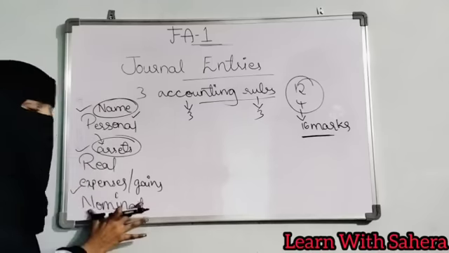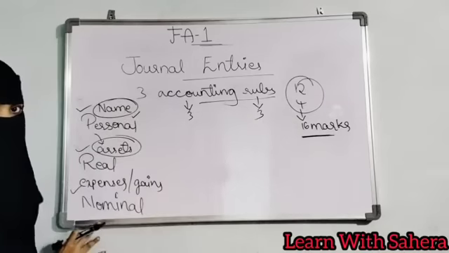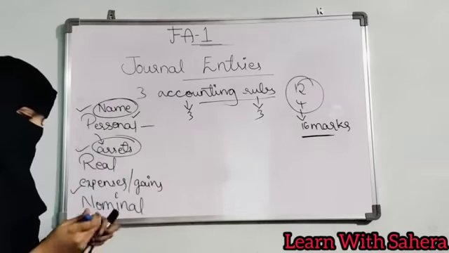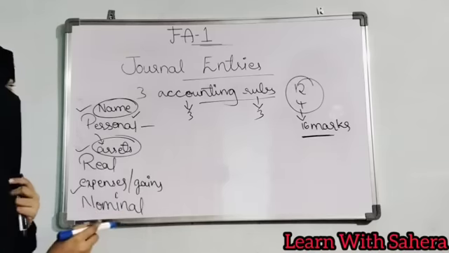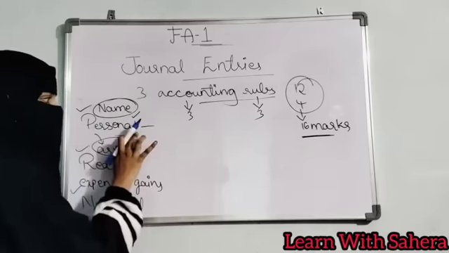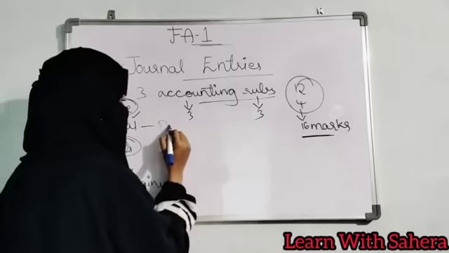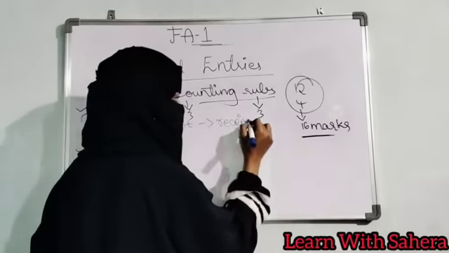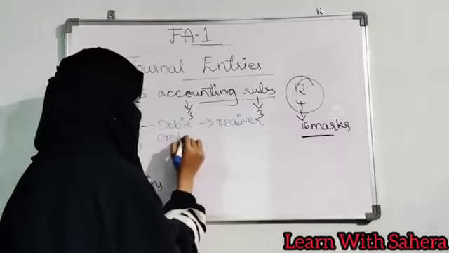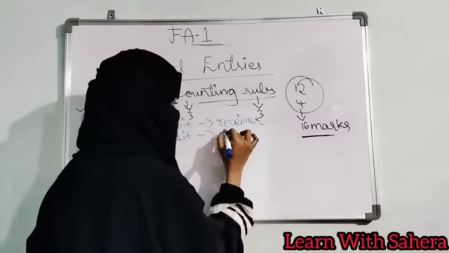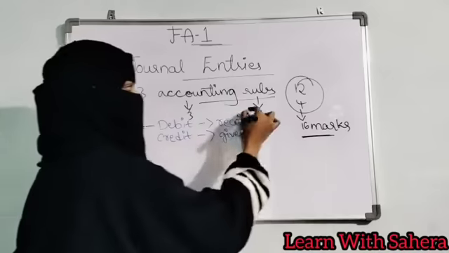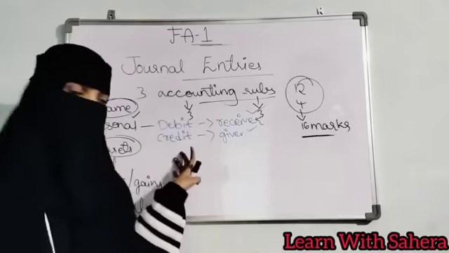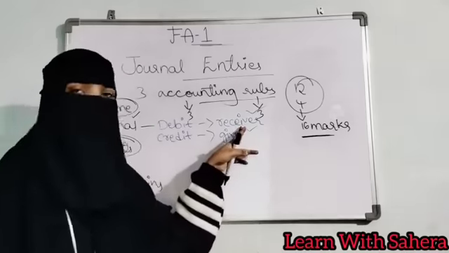Now these are the accounts. We have 3 rules for these accounts. Let us go with those rules. Let me use another color marker so that it will not be confusing for you. So for personal account, debit is the receiver, children. Credit is the giver. So here, debit means nothing but receiver.